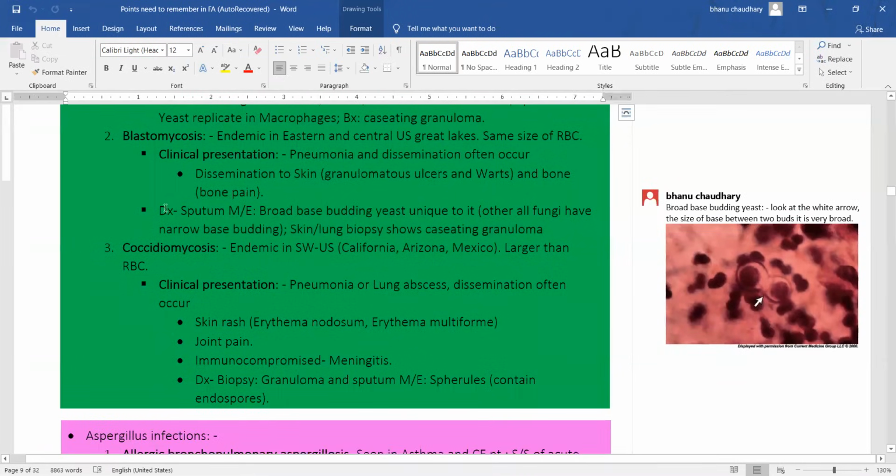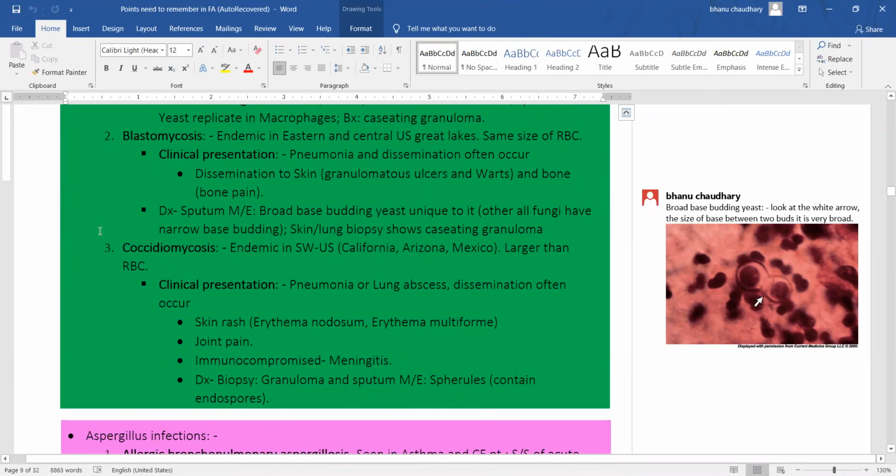Okay, and then for the skin biopsy or the lung biopsy in case of pneumonia, and skin biopsy in case of dissemination, what you will see is the caseating granulomas again. Just like histoplasmosis, you will get the caseating granuloma. Just know the location, the areas they are affecting, very much important.